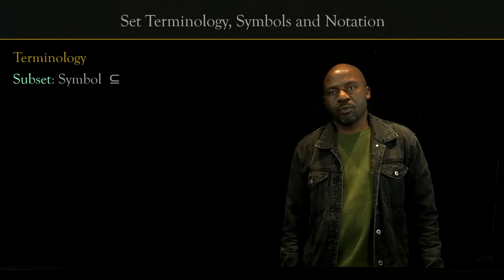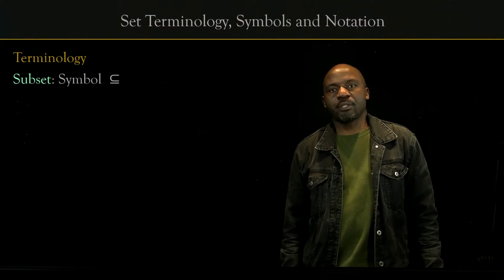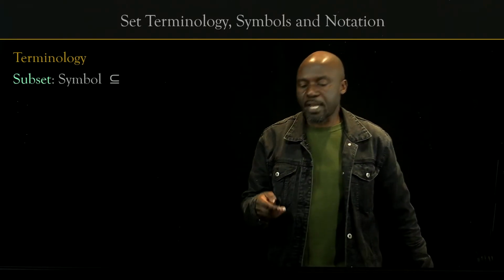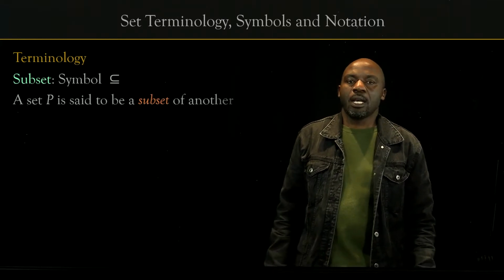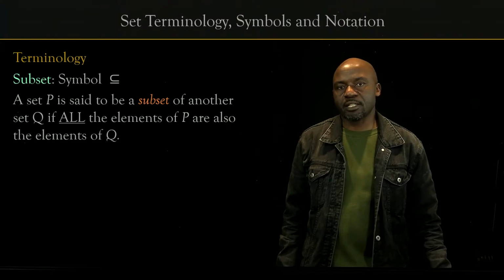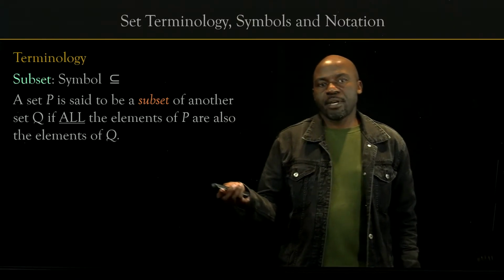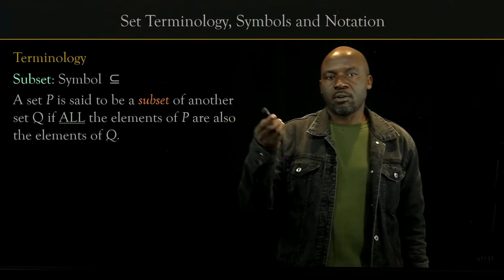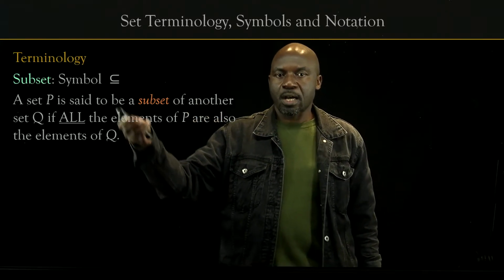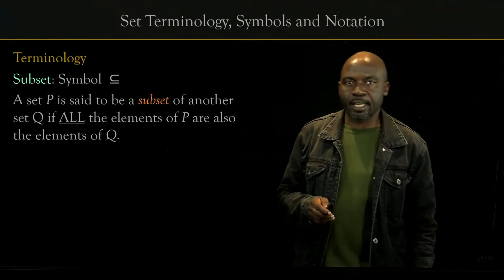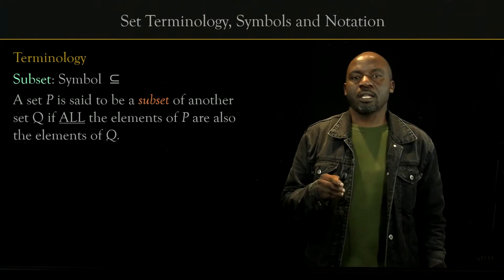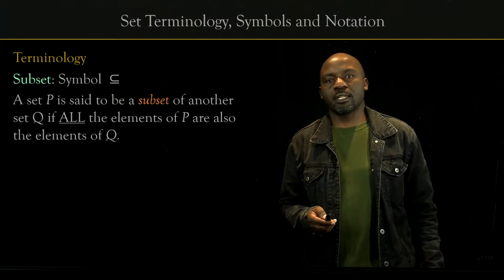And now we want to describe what a subset means. So the symbol for subset is given here. What do we mean by a subset? A set P is said to be a subset of another set Q if all the elements in set P are also in set Q, and all the elements in set Q are also in set P. If that's the case, then P is called a subset of set Q, and Q is also referred to as a subset of P.